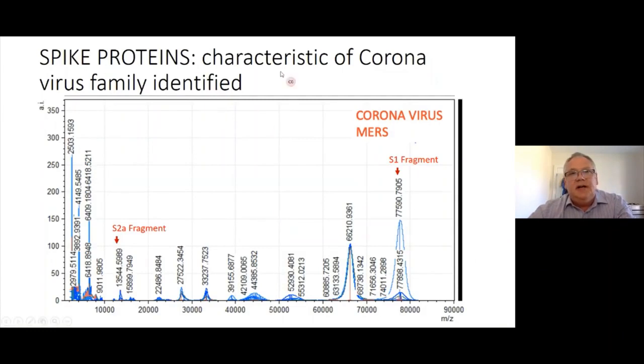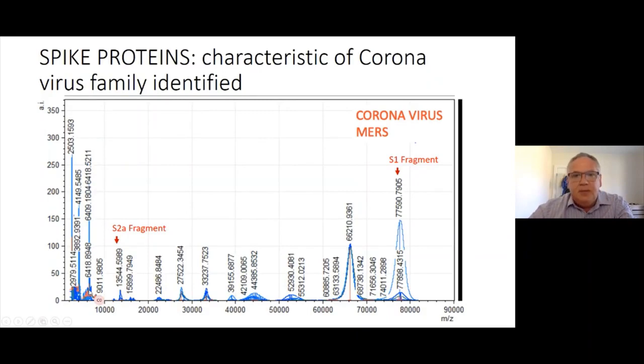So this is MERS coronavirus. There's the spike protein, there's the S2A fragment, and then we're getting a host of other proteins that are being released from the lipid membrane of the envelope of this virus. There's also a lot more smaller proteins that are being released as well.